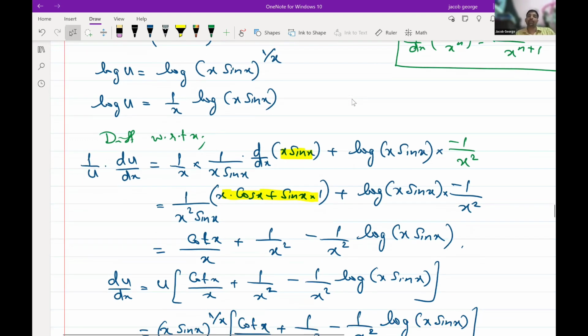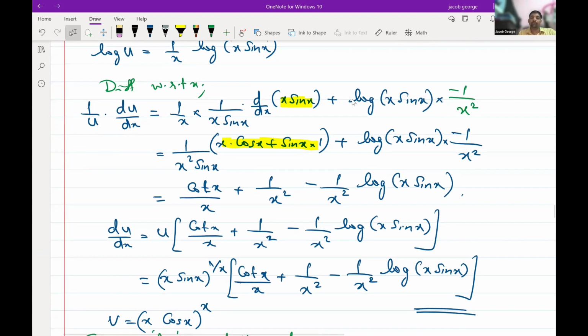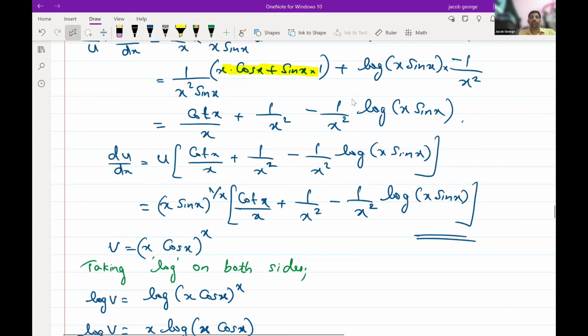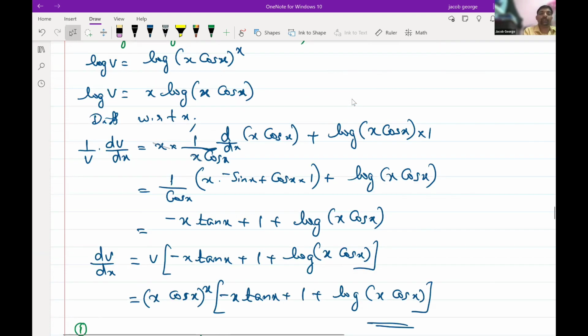Now this is important, that yellow highlighted part. Derivative of x sin x, again we do by product rule. x into derivative of sin x, that is cos x, plus sin x into 1. That yellow highlighted point is very, very important. Product rule should be applied there. And then we open the bracket, and then we get du by dx from there. u is taken to the right side. Same way, for dv by dx, there also we apply the product rule for x cos x.